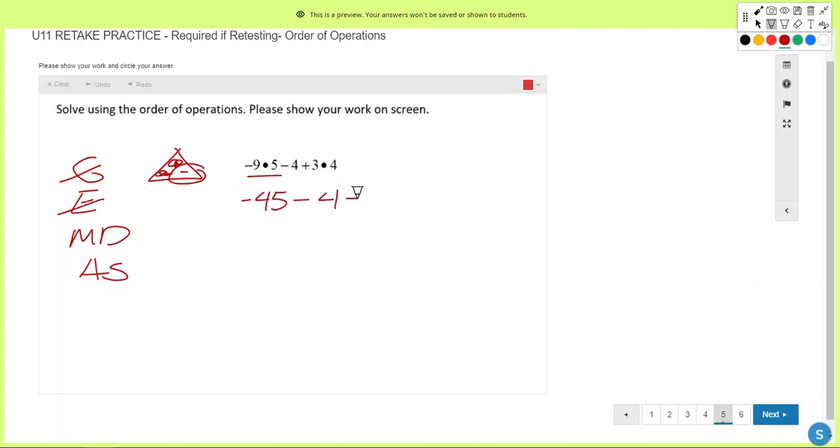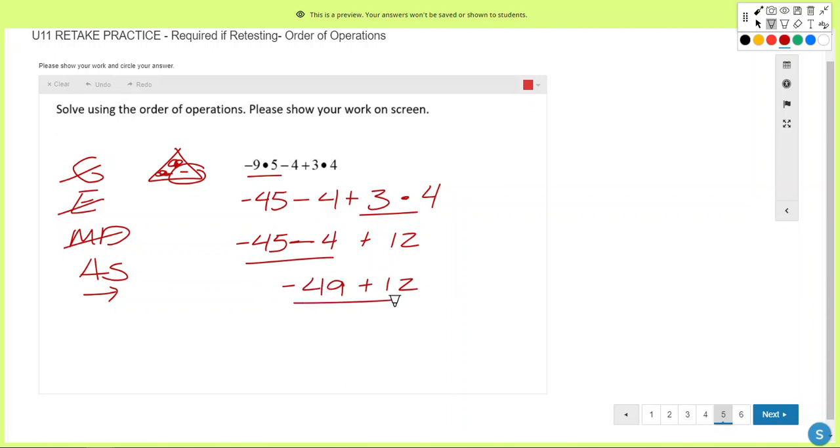Bring down everything that I haven't used yet. I still have to finish my multiplication. 3 times 4 gives me 12. Bring down everything I haven't used yet. Now I'm done with my multiplication and division, but I need to do my addition and subtraction from front to back. So I have negative 45 minus 4 more, so I get negative 49 plus 12.